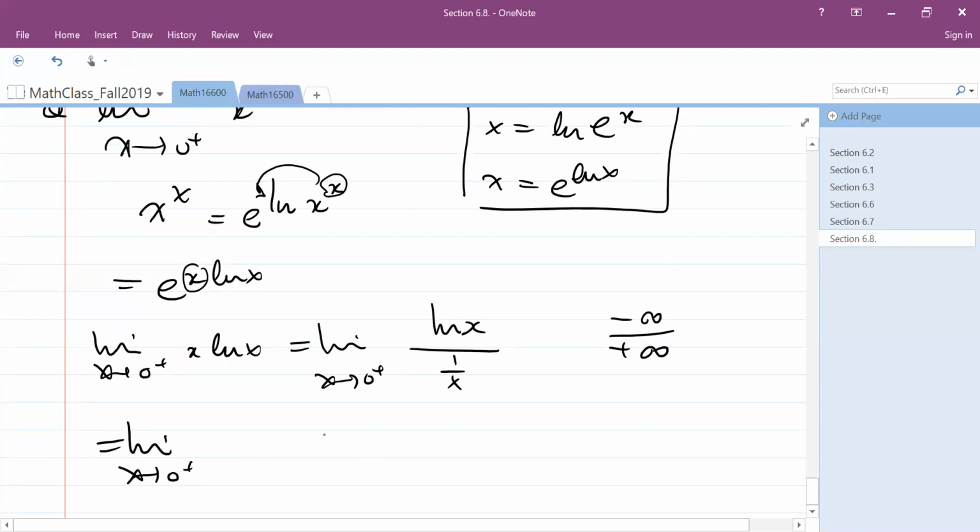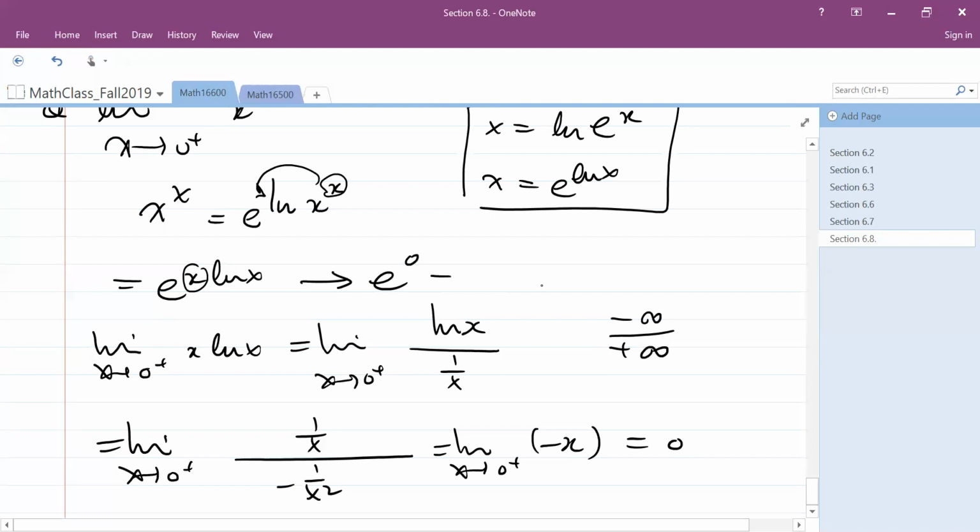It's going to be 1 over x over negative 1 over x squared. But after you simplify, you get negative x. Then it's clearly the limit is 0, right? So now x times natural log of x approaches 0. So you can simply write here that it approaches e to the 0, which is 1, as x approaches 0, right? And you can see the work below.